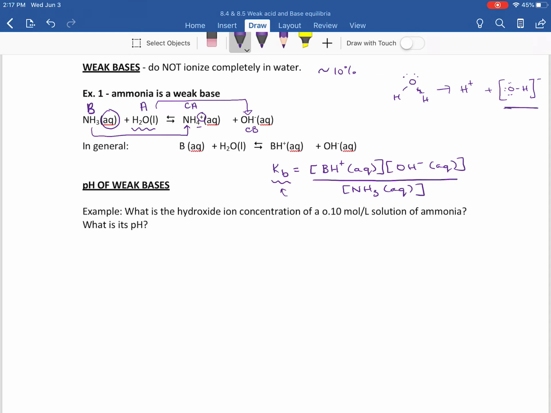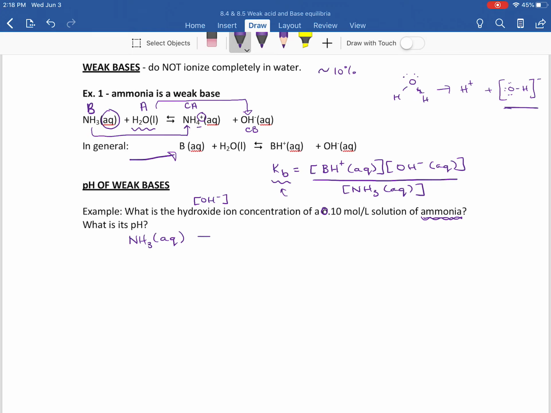So looking here, what is the hydroxide concentration? We're going to look for the hydroxide concentration of a 0.1 molar solution of ammonia. So first things first, what you always do is you set up your equation. We're using the same one as above, but you really should be able to apply this general formula for the ionization of a base to any base that we give you. Okay, we also know that ammonia is a weak base, so we're going to be working with an equilibrium.